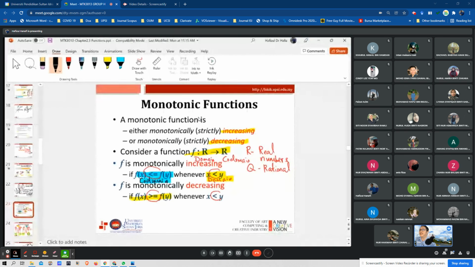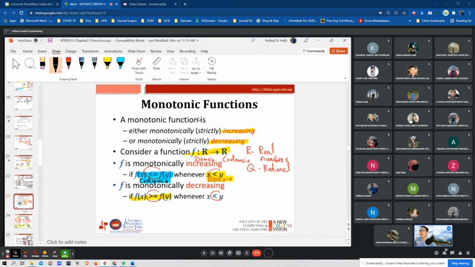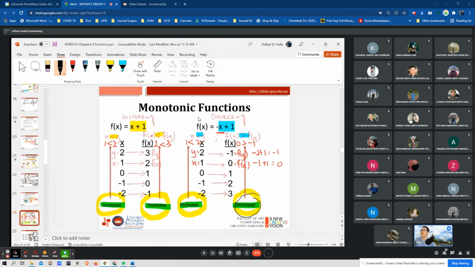And then we have a monotonic function. A monotonic function is either strictly increasing or strictly decreasing. For example, if we map the real numbers, f is monotonically increasing if x is less than y, while decreasing is if x is greater than or equal to y. For example, here f(x) equals x plus 1 is increasing. We have f(x) less than f(y). And f(x) equals minus x plus 1 is decreasing. You can see from bottom to up: this one increases, increases, increases, but this one decreases.